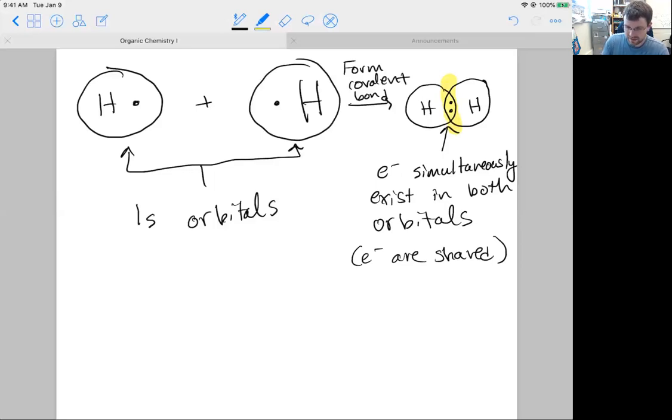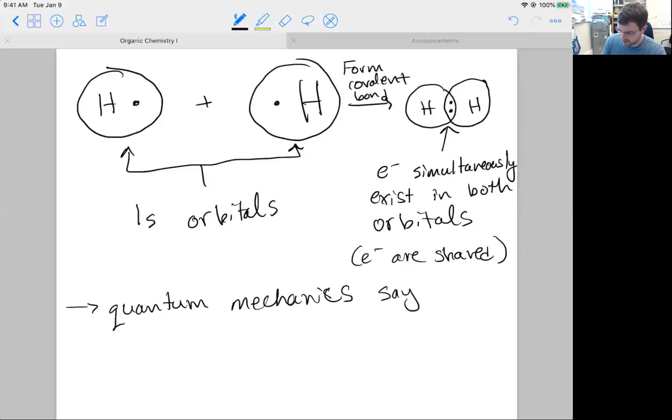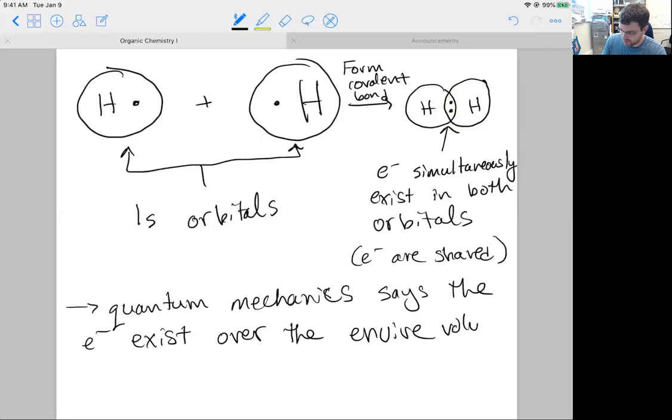It turns out that's a little lacking. Quantum mechanics, this complicated field of mathematics and physics that really governs all the chemistry that we see, says the electrons exist over the entire volume of both orbitals simultaneously.